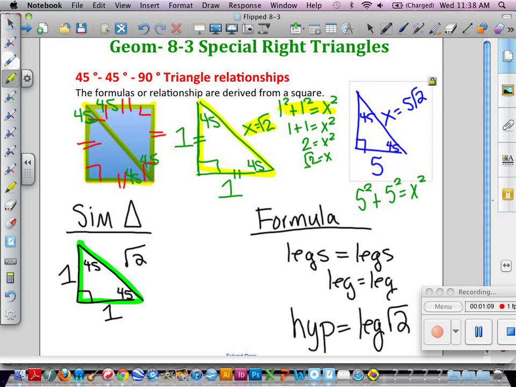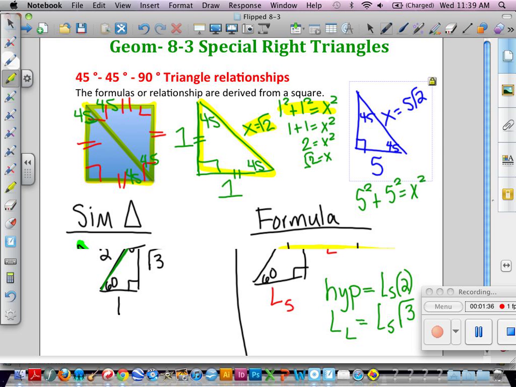I also wrote some formulas down. As you notice in a 45, 45, 90 that the legs are equal. So we could use that formula when we solve 45, 45, 90. Also, we noticed that to find the hypotenuse, the hypotenuse equals the leg times the square root of 2. So those are our 45, 45, 90 relationships.